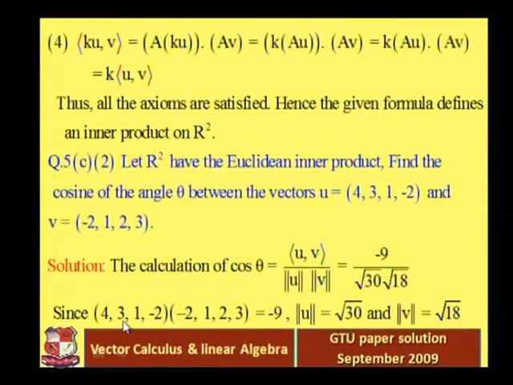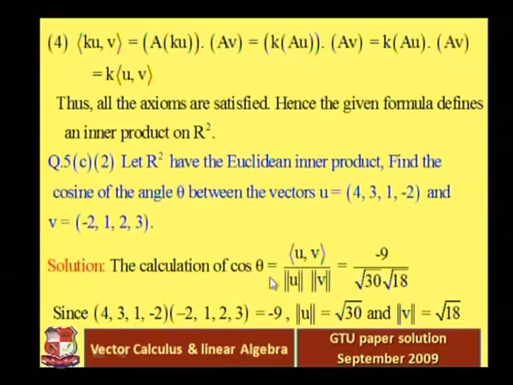16 plus 9, that is 25, plus 1, that is 26, plus 4, so 30. So norm u is equal to 30. And what is norm v? Norm v is equal to under root 4 plus 1, that is 5, plus 4, that is 9, plus 9, that is 18. So norm u is equal to under root 30 and norm v is equal to under root 18, correct?